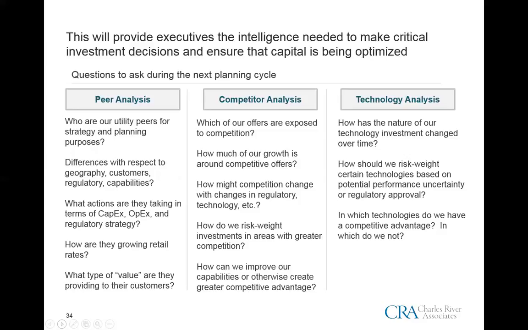On the competitor analysis side, there's lots of questions, and I won't go into a lot of detail because we didn't really cover this in depth, but I think these are important questions to be asking around the different offers that your competitors are providing, how much growth there is around those offers, how competition changes with regulatory and technology changes, and then how that factors into risk weighting. And then finally, on the technology side, I think that really is embedded in this. It runs across technology, runs across competitor and peer, but it's what is the nature of technology investment you're making? How is it changing over time?